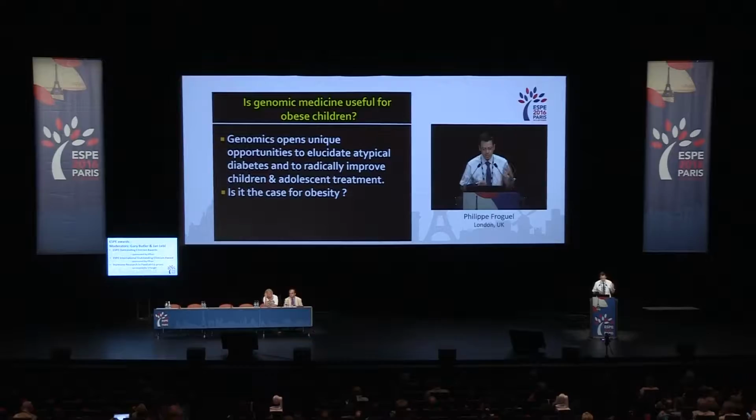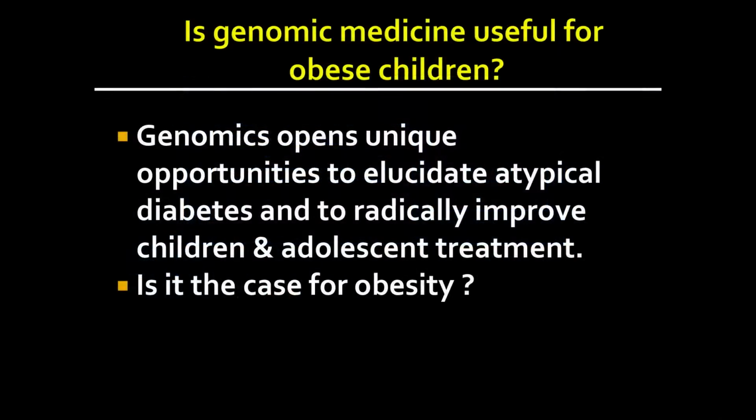I've been asked to present the genetics of obesity, but at the same time I would like to discuss with you how useful is genomic medicine for obese children. In type 2 diabetes, or in fact what we call atypical diabetes, it has been shown for a very long time now that detecting this form of monogenic diabetes is quite important to improve the treatment of these children and adolescents. And the question is, is it the case for obesity?